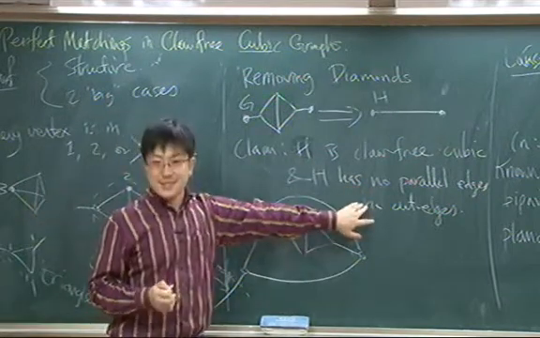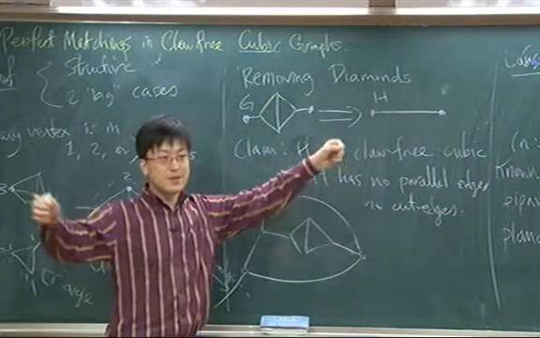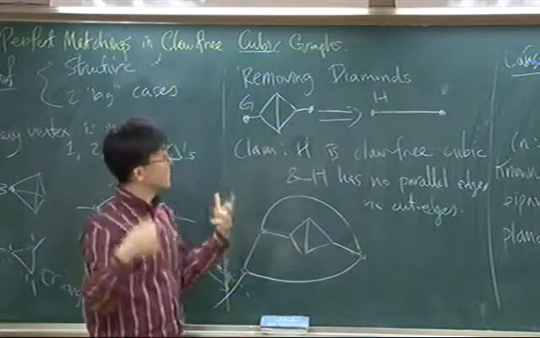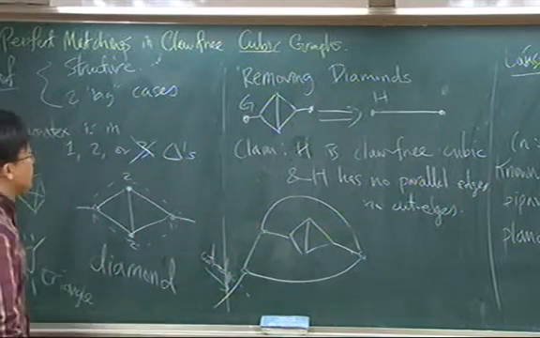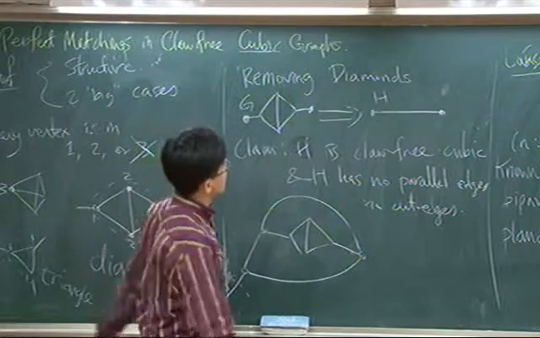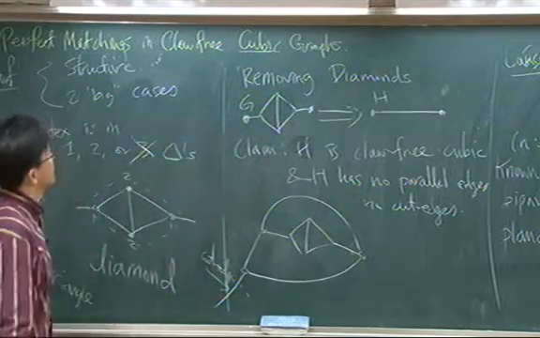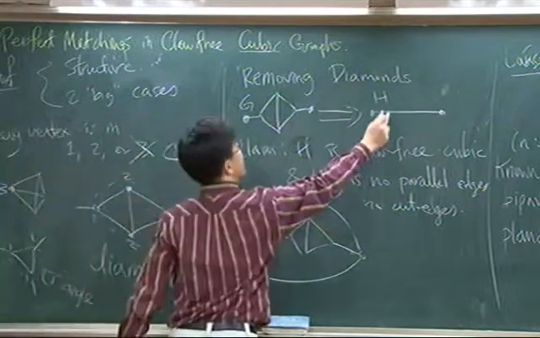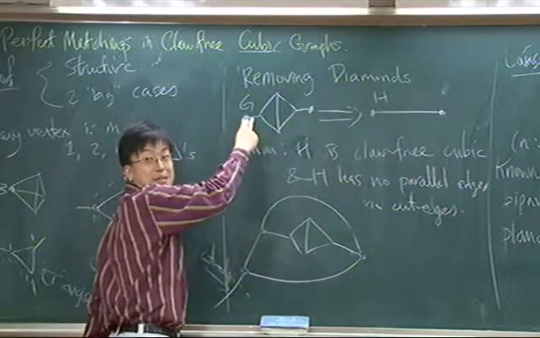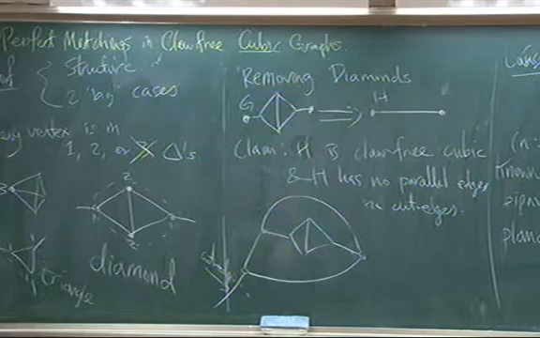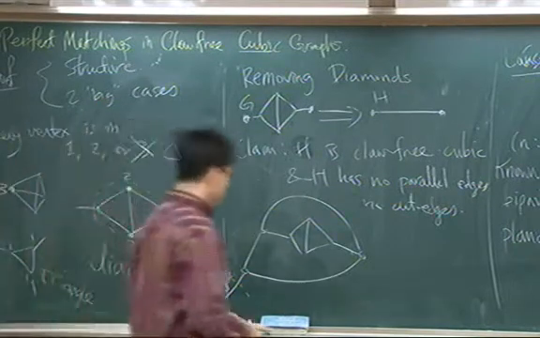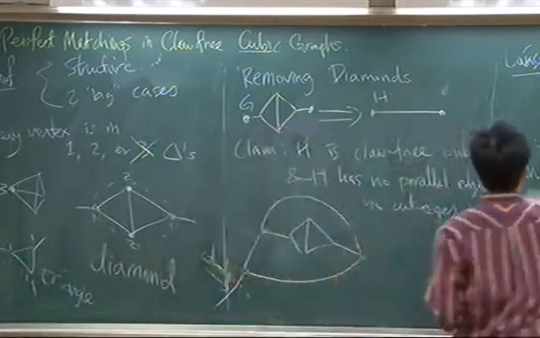No cut edge is easy. The graph was two-edge-connected initially, so replacing this would not create a cut edge. So if this was a cut edge, then this would be a cut edge as well, but that's not true. Right, so we can remove diamonds while maintaining the same property. So let's try to remove as far as we can.